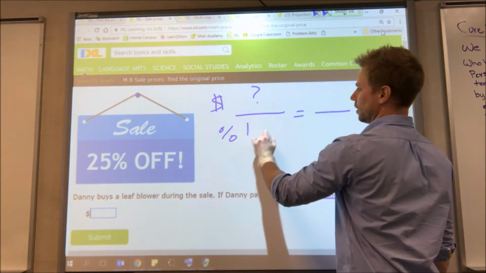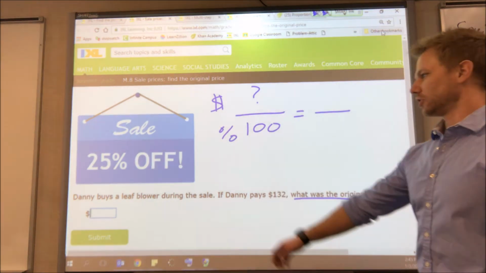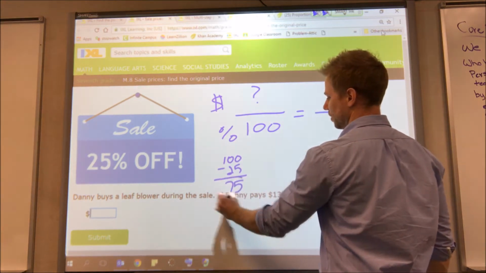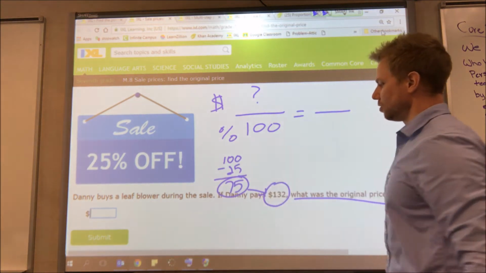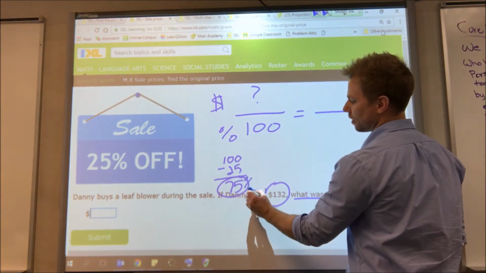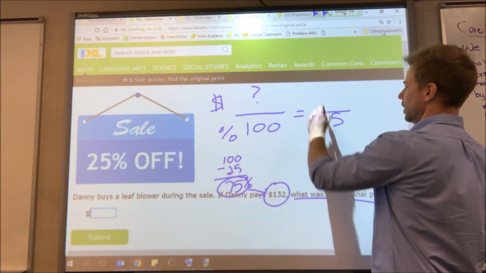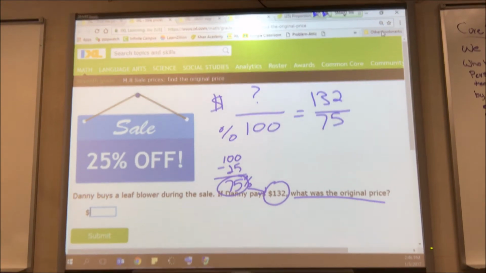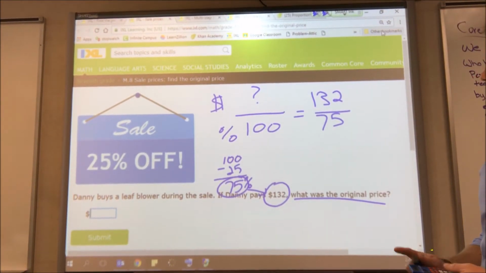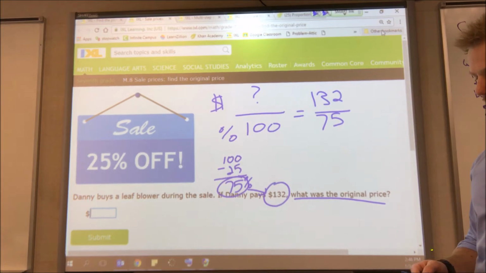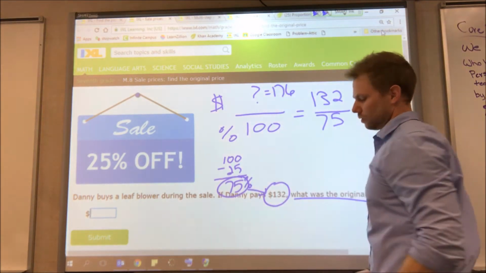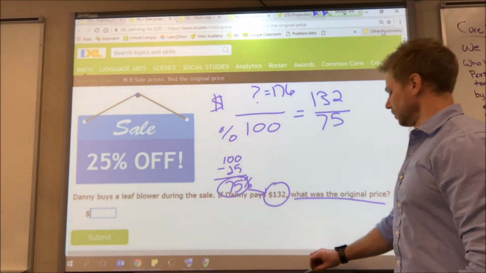So again, our question mark is with 100%. If it's 25% off, that means we're paying 75%. So $132 is 75%. So 75 goes on the bottom, 132 goes on top. Cross multiply and divide. 132 times 100 is 13,200 divided by 75 is 176. So the original price is $176.